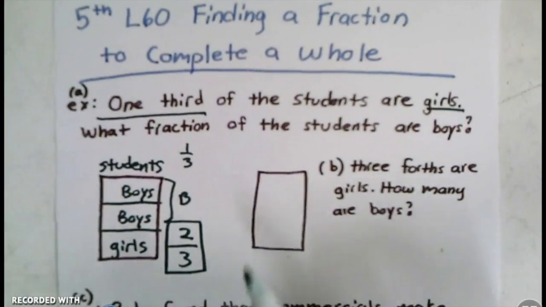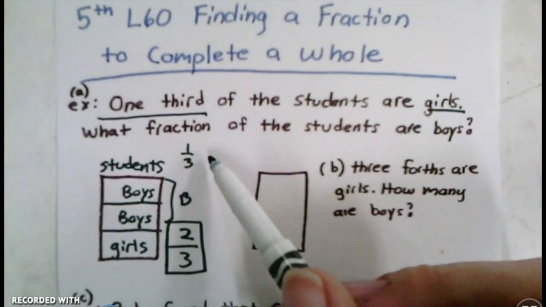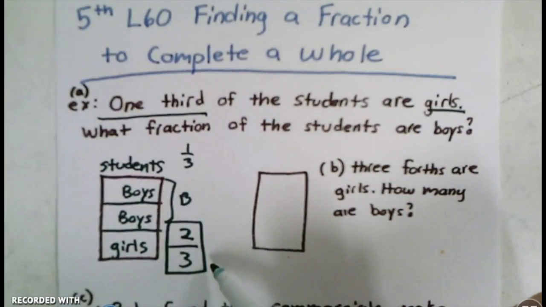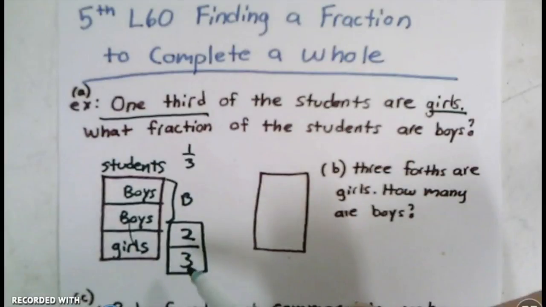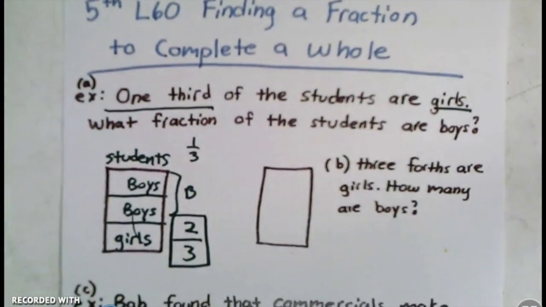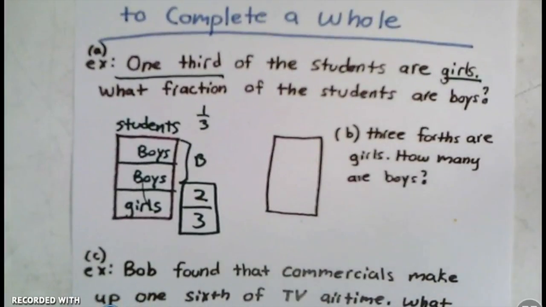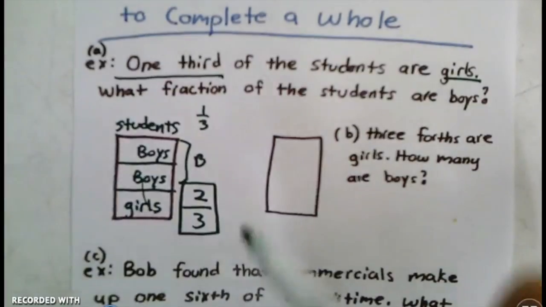So my answer is 2/3. What fraction of the students are boys? 2/3. Now, if you notice, 1/3 plus 2/3 would equal 3/3, which would make up the whole. So really, I'm going to draw diagrams to show it so we can really illustrate this point, but altogether, they're going to add up to 1 as we learned in the lesson yesterday.